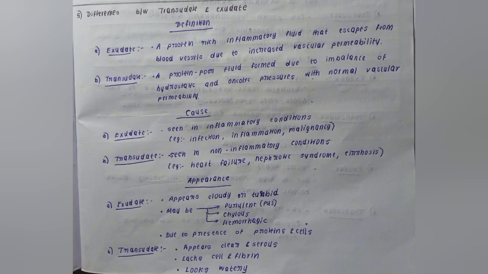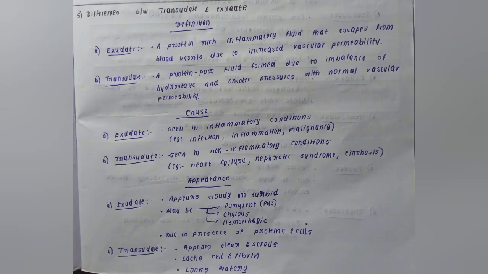So exudate is a protein rich inflammatory fluid that escapes from blood vessels due to increased vascular permeability. Obviously in inflammation, vasodilation happens, vascular permeability increases, so the endothelial space increases, and the proteins escape through it, right? Protein rich fluid. However, we will see that again in the mechanism. So that is the definition of exudate.